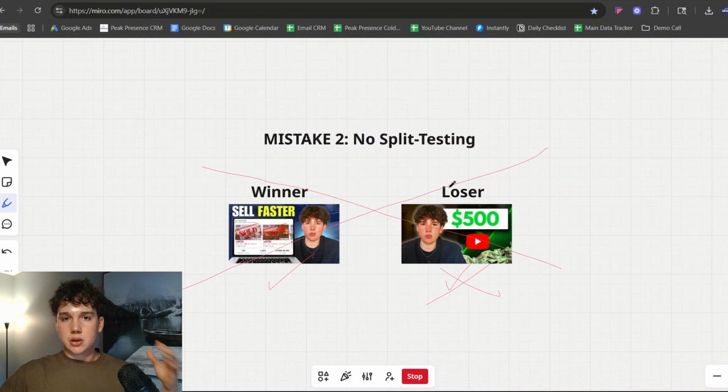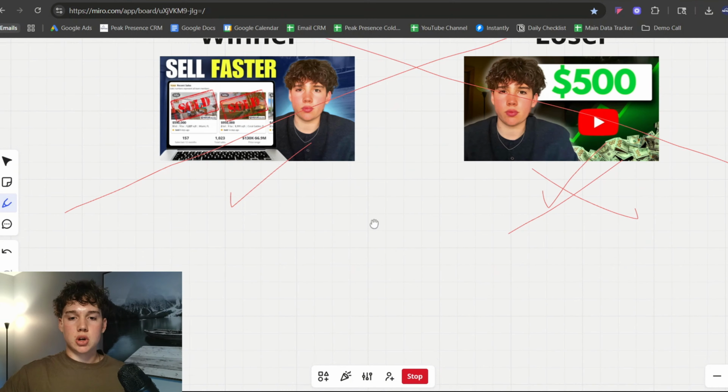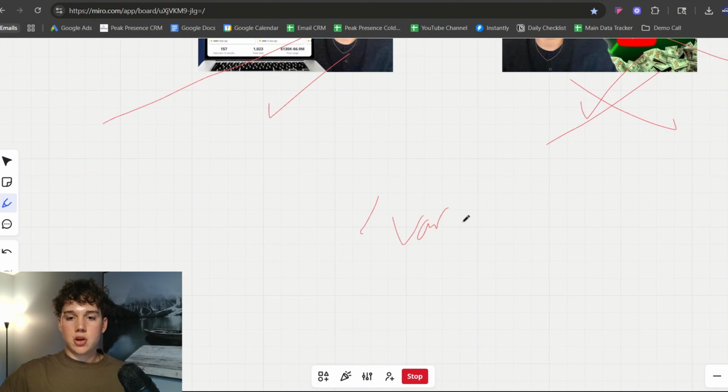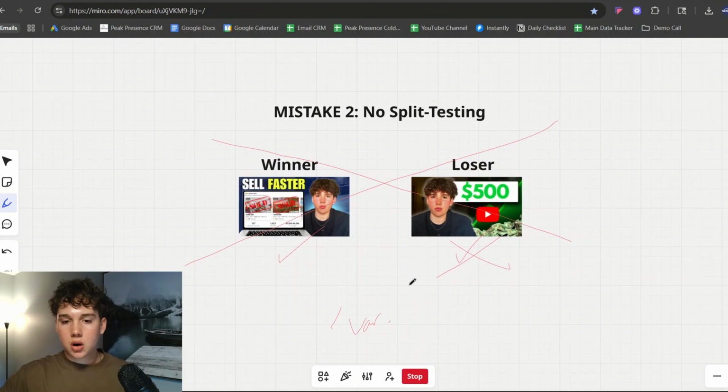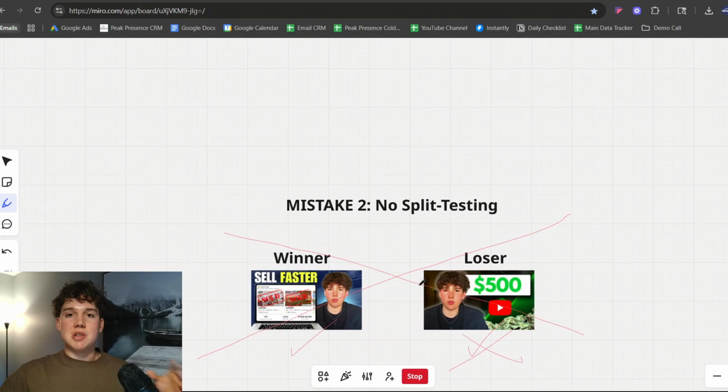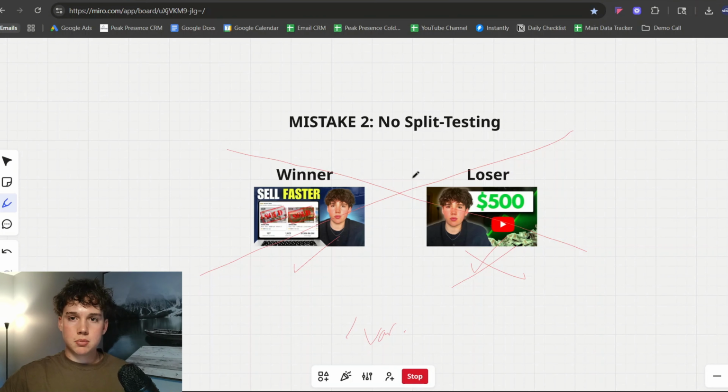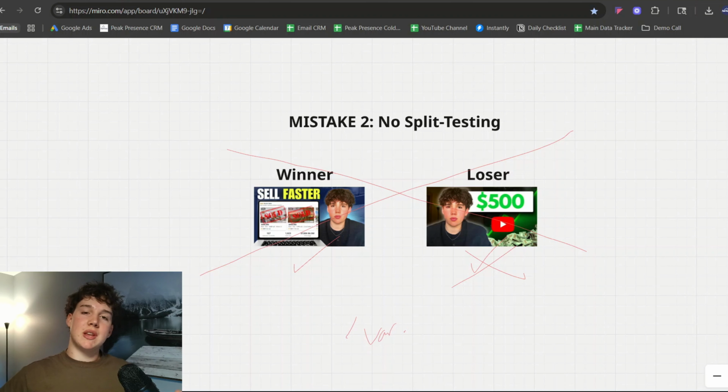But you can split test literally anything, but the key thing is you only want to change one variable at a time, one variable at a time, right? So keep it simple, but always be split testing, because otherwise if you have an ad that doesn't perform, you don't have anything to compare it to, and you basically just wasted all your money, because now you know this one doesn't work, but you don't know what else works because you didn't test anything else, right? So you need to be split testing.